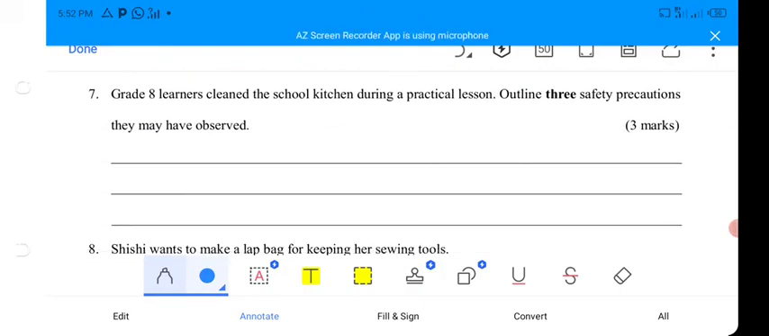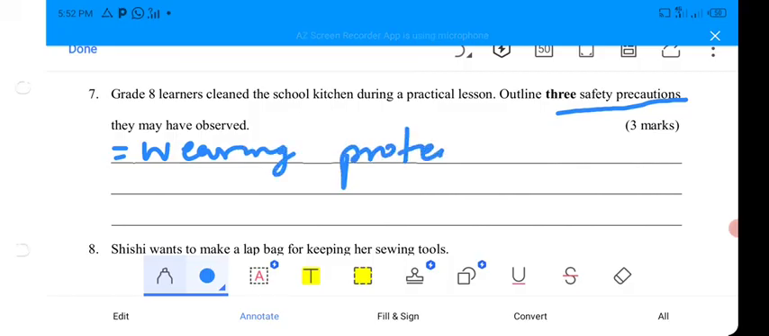Question 7. Grade 8 learners clean the school kitchen during a practical lesson. Outline the safety precautions that they may observe. Safety precautions are the precautions that prevent any accident from occurring. So the first one is wearing protective gear or clothes such as aprons.